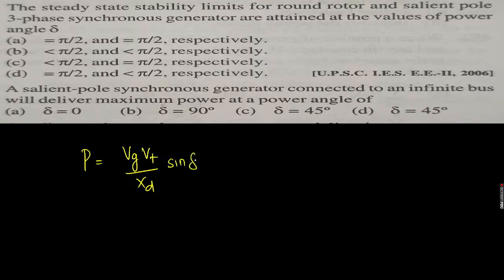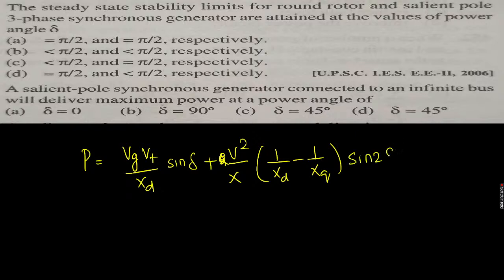into sine delta, plus we must consider one more power. What is that? V square divided by reactance X, into, actually, we have to consider, one minute, V square divided by reactance X into 1 divided by direct axis reactance minus quadrature axis reactance into sine 2 delta. Correct? That is the formula to obtain the power for a salient pole machine.